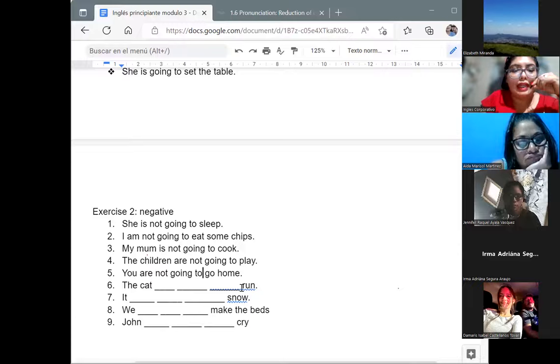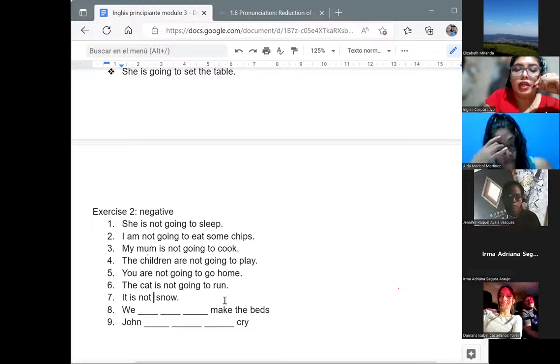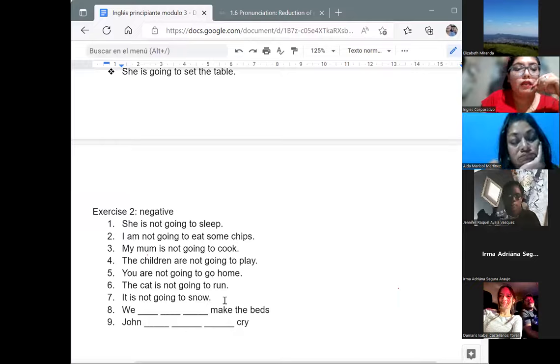Number six, the cat. The cat is not going to run. The cat is not going to run. Number seven, it. It is not going to snow. No va a nevar.